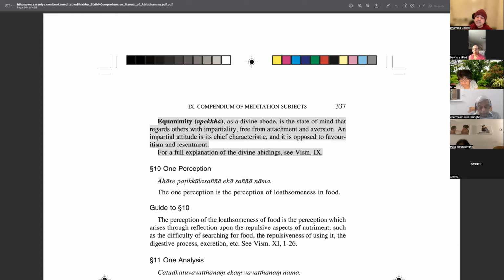So the sense of upekkha is an emotional state, is it right of me to call it an emotional state? Let's not call it an emotional state. It is a sense where the mind simply does not get caught up. It is free from attachment and aversion. Okay. Yes, all right. Thank you. Right?